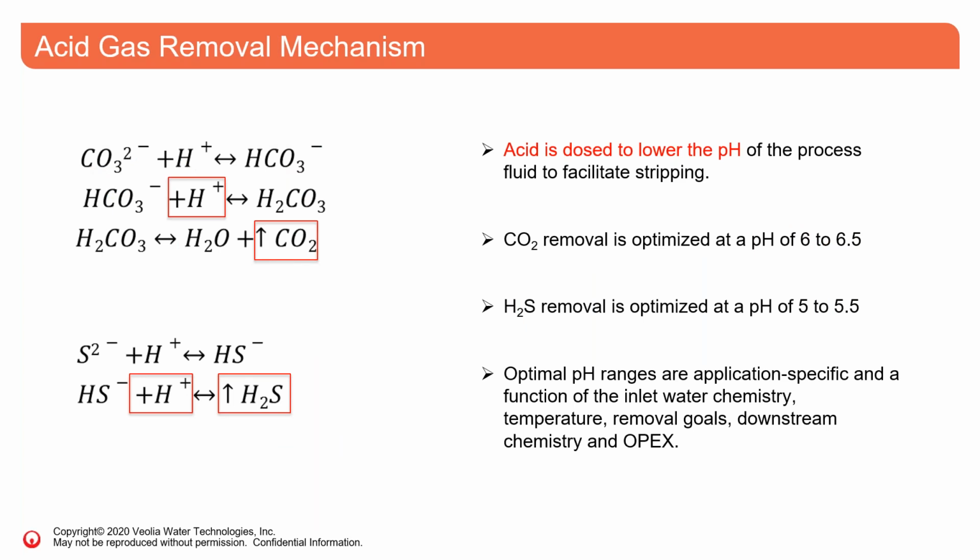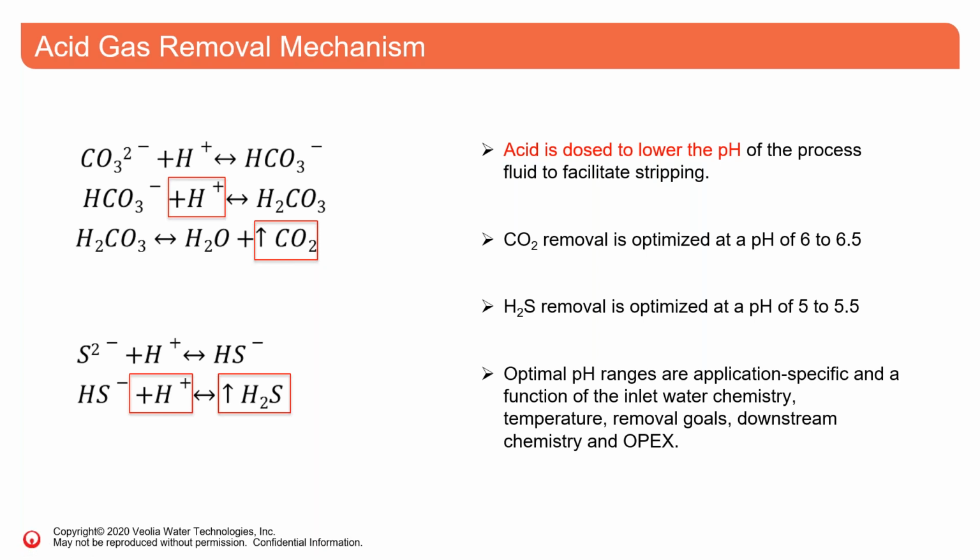Because of the effect that pH has in acid gas removal, often the feed water that comes in has a high pH, and acid has to be dosed to reduce the pH to optimize the stripping efficiency. And usually you can use any type of acid like HCl or sulfuric acid, depends on what's available in the plant or what is good for the process. We've seen that CO2 removal is optimized between a pH of 6 and 6.5, and H2S is optimized around 5 to 5.5.